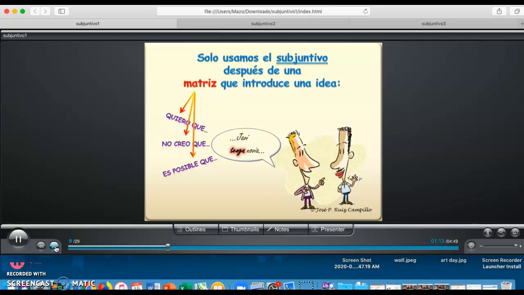Examples of independent clauses here are quiero que, no creo que, es posible que, which communicate very different things, right? And they change the reality after. Si quiero que Javi tenga novia, that means I want Javi to have a girlfriend. No creo que Javi tenga novia. I don't think Javi has a girlfriend. That's a totally different message and reality. Es posible que Javi tenga novia. It's possible that Javi has a girlfriend. I don't know, but it's possible. So, different realities communicated by the independent clause.